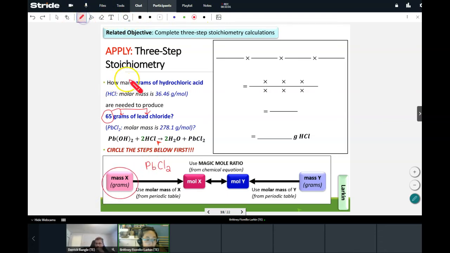And what am I solving for? How many what? Give me units. Give me chemical. Again, feel free to use the abbreviation. I know abbreviations are faster to type.